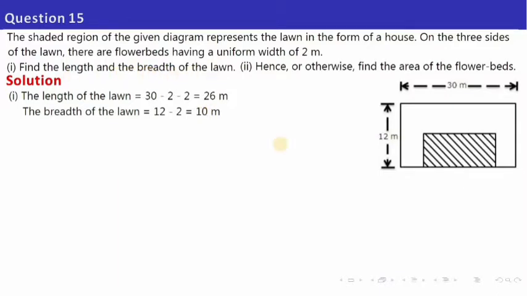Now the second part of the question says, hence or otherwise find the area of the flower beds. So you need to find the area of this white part. Now how to calculate area? See, you can do this thing. From here to here, this entire thing can be considered to be one rectangle. Kindly look at where I am showing you. So this can be acting like one rectangle. Now this part is also one rectangle, and this part is also one rectangle.